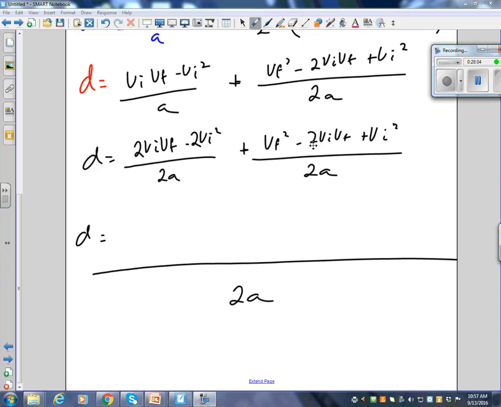Minus 2VIVF. Now I've got a minus 2VI squared, and here I've got a plus VI squared. So minus a VI squared, right? How many people want to have that out front? Nobody. So can I write the minus VI squared over here? Minus 2VI squared plus 1 VI squared gives me minus 1 VI squared. And now I'm left with?